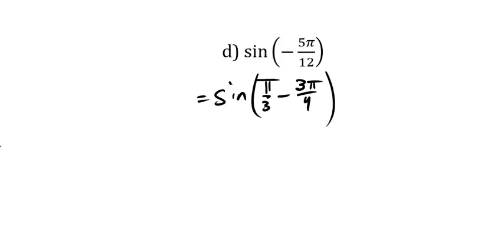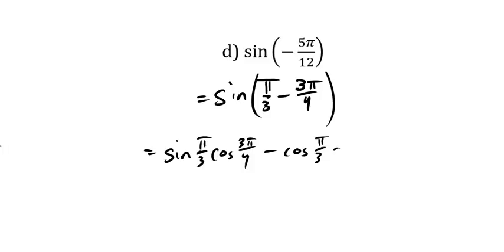Pi over 3 minus 3 pi over 4. Make sure that gives you negative 5 pi over 12. And it does. So what does this work out to? What's the sine formula? Sine a cos b minus cos a sine b. So sine pi over 3 cos 3 pi over 4 minus cos pi over 3 sine 3 pi over 4.